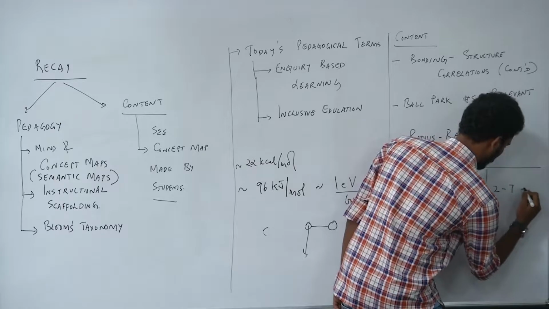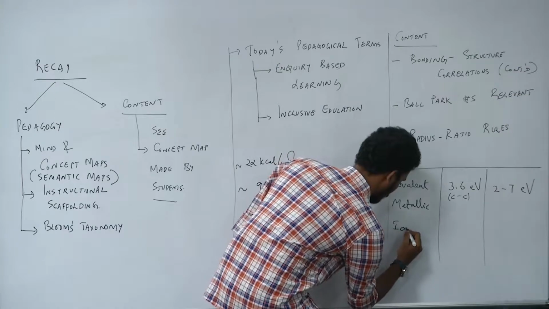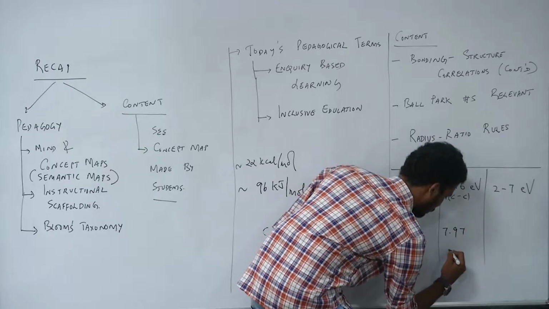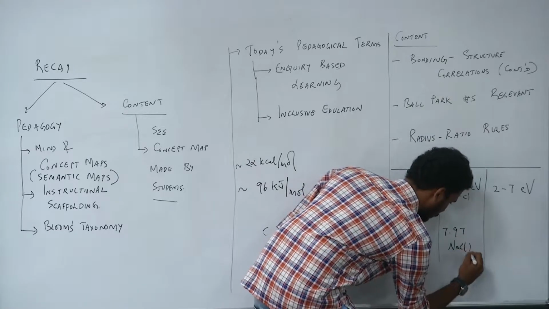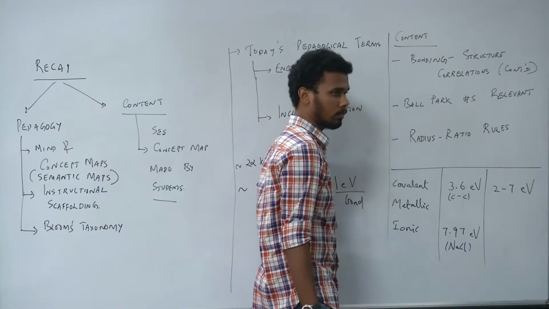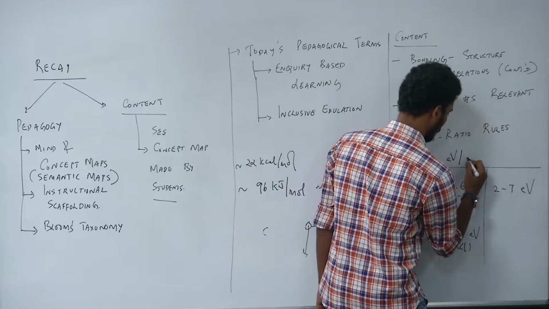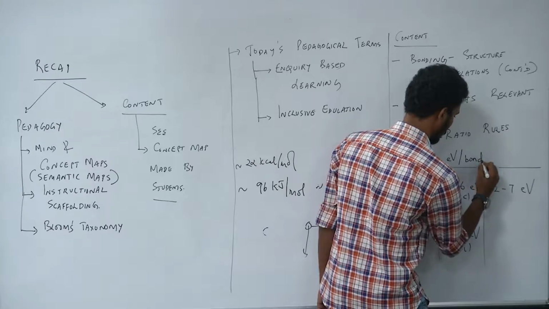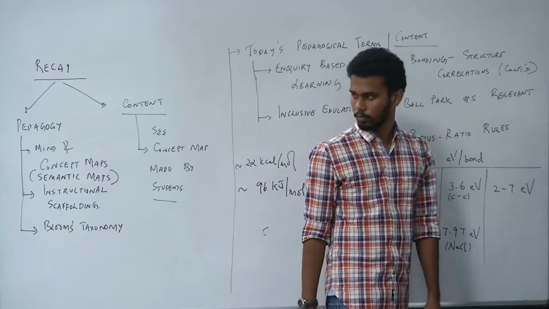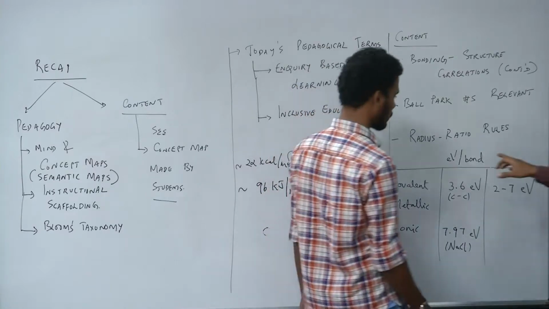Alright. Now let's look at ionic bonds. 7.97 electron volts for sodium chloride. Correct. That's right. Very good. And per bond, right? So here you can say per bond. Otherwise it's not clear whether you are talking about 1 bond, 2 bonds, 3 bonds. Very nice. Since you mentioned the unit here, eV per bond, we don't need to repeat this anymore, because that would be redundancy. So you can eliminate that.